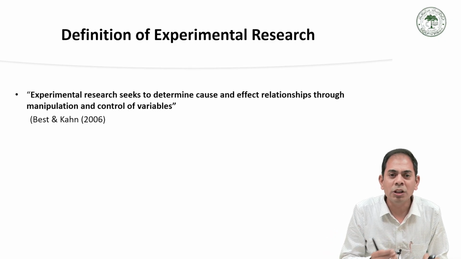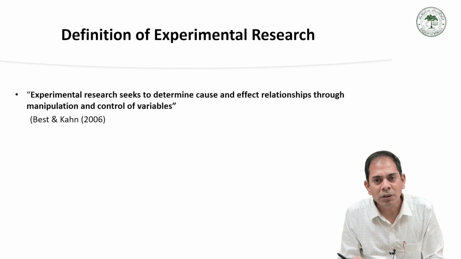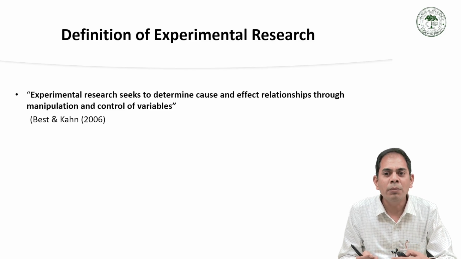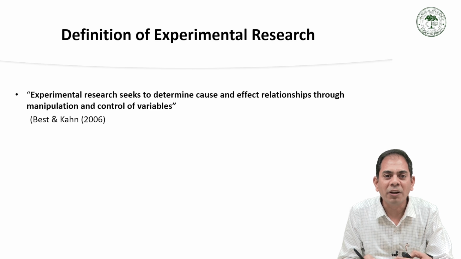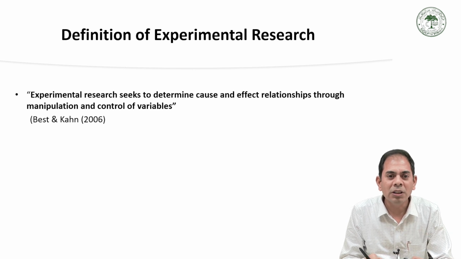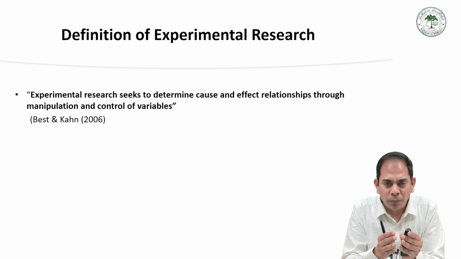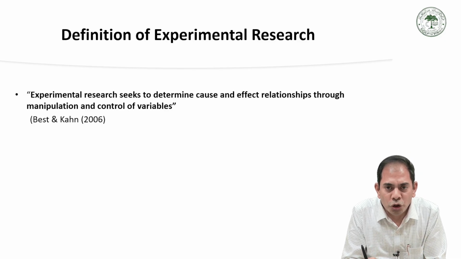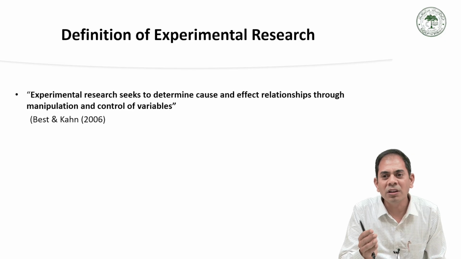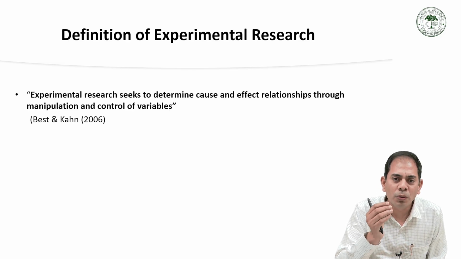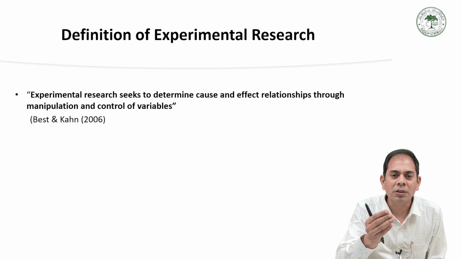The second important thing is that it involves manipulation of variables, where the researcher deliberately changes the independent variables and tries to find out their effects. The third important thing is that it emphasizes control of variables, because the researcher should ensure that other factors do not interfere with the results. We should go for reliable results.